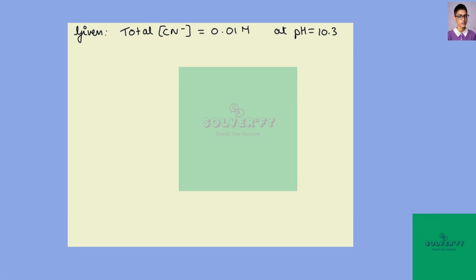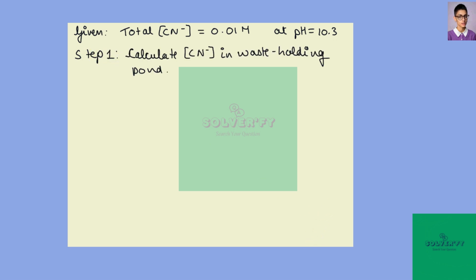Hello student. So the question is to calculate the resulting pH in a stream. So these are the notes where the cyanide concentration is 0.01 molar at pH 10.3. So in step 1, to calculate the concentration of cyanide in the waste holding pond. So the pH is 10.3 and we'll consider the pKa of the HCN, which is 9.31.